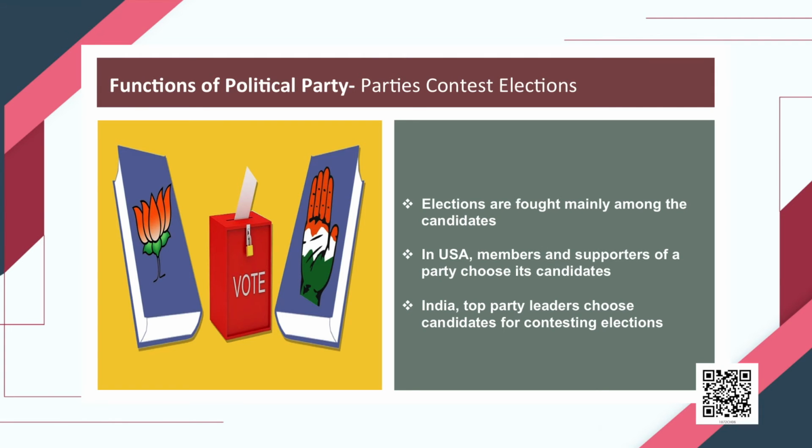In other countries like India, top party leaders choose candidates for contesting elections. Whether at the state or national level, party tickets for candidates are typically decided by few party elites, a phenomenon political scientists describe as low intra-party democracy. We shall study about this more in the chapter later.